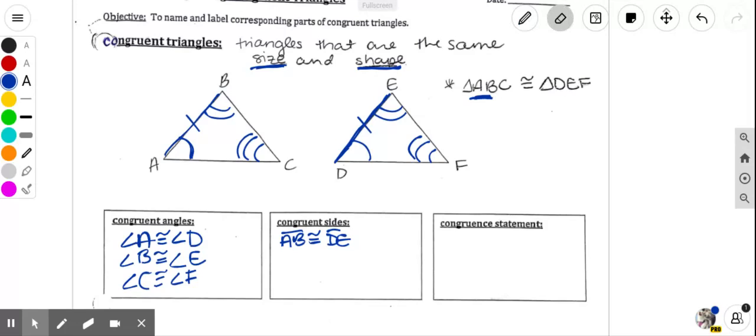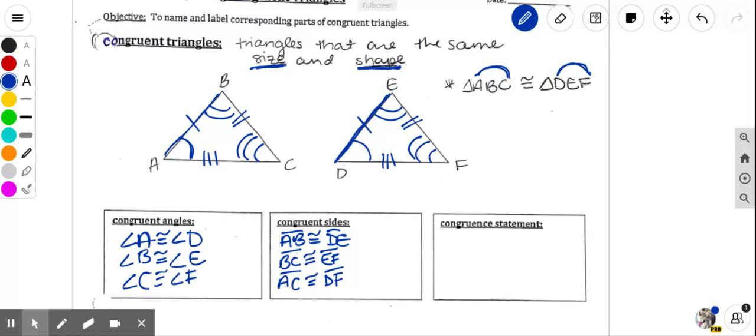Okay, and then see how BC and EF are last? That means that BC and EF are congruent. And then lastly, obviously the only ones left over, but you could say A and C and D and F. So segment AC, segment DF. You do 3 tick marks because those are first and last. So that's how you would take a congruent statement and identify all of the corresponding congruent parts.